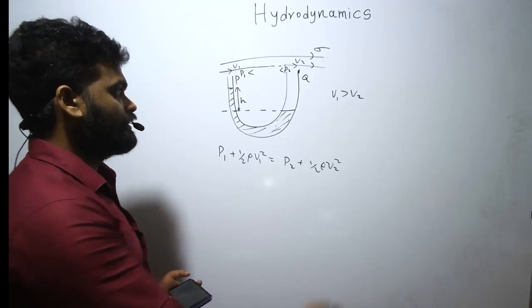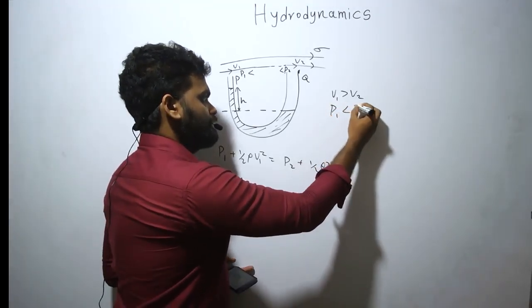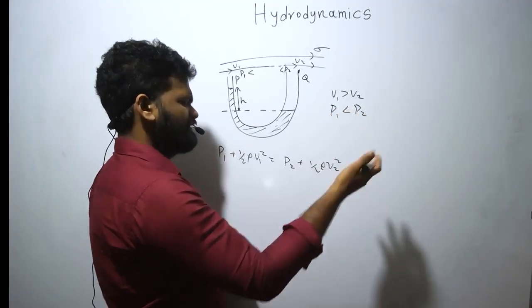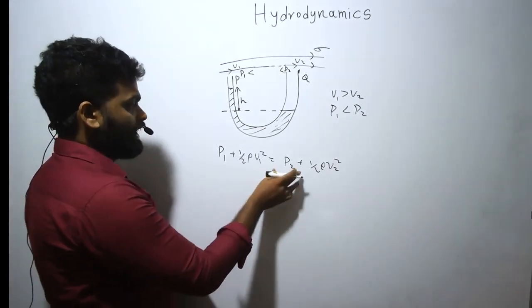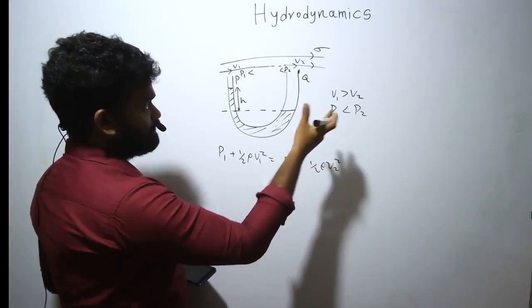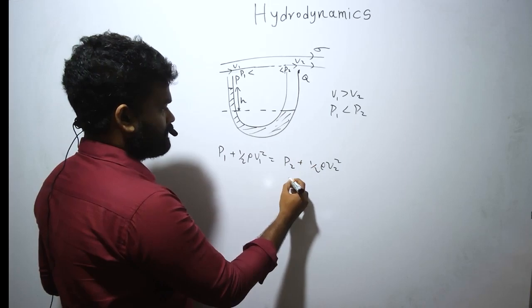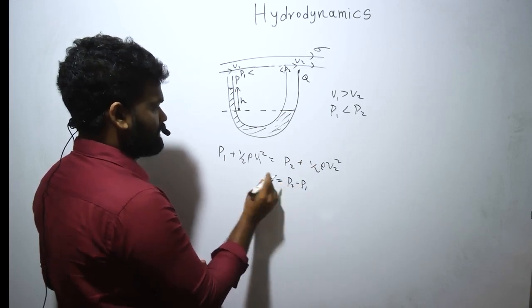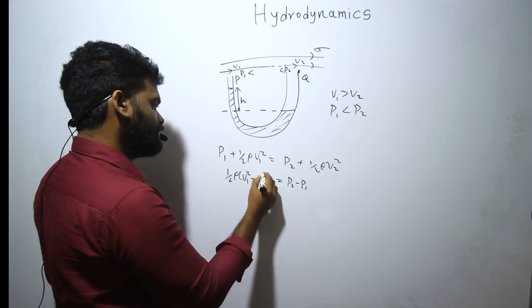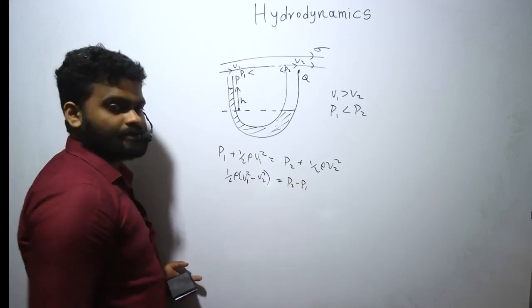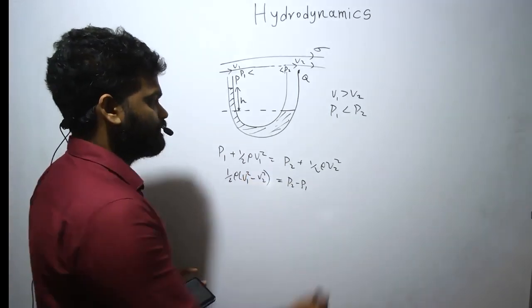Right? P1 is lower, right? This is important because otherwise it will be a bit messy. Okay, so I have to get P2 minus P1. P2 is higher. It is equal to the other side, half rho V1 squared minus V2 squared. So this is the pressure difference, P2 minus P1.